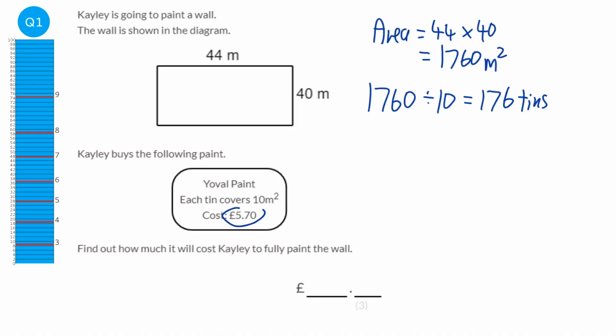Each tin costs £5.70, so it'd be 176 times 5.7, or you could do it as 570 pence and convert it at the end. That gives us a price of 1,003.2. And so as money, that would be £1,003.20.